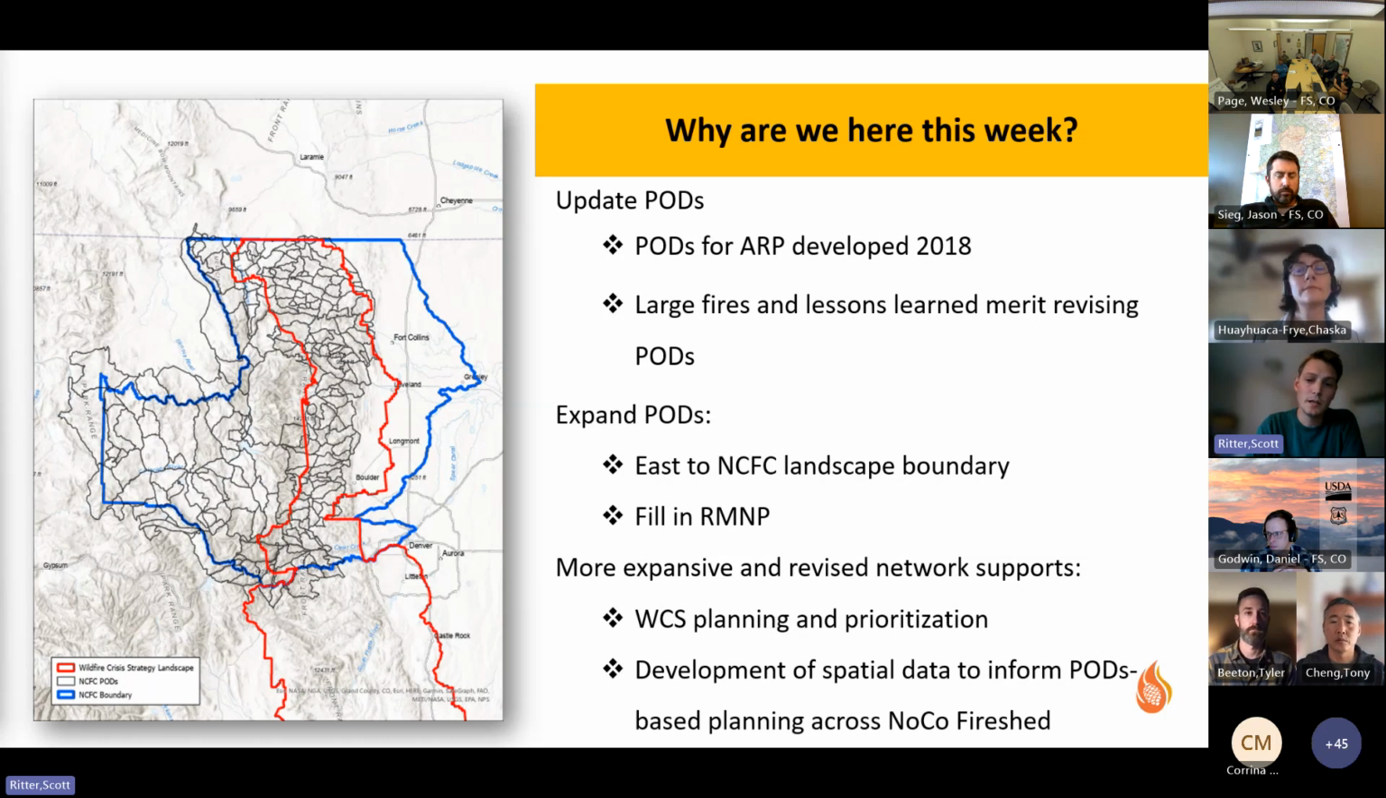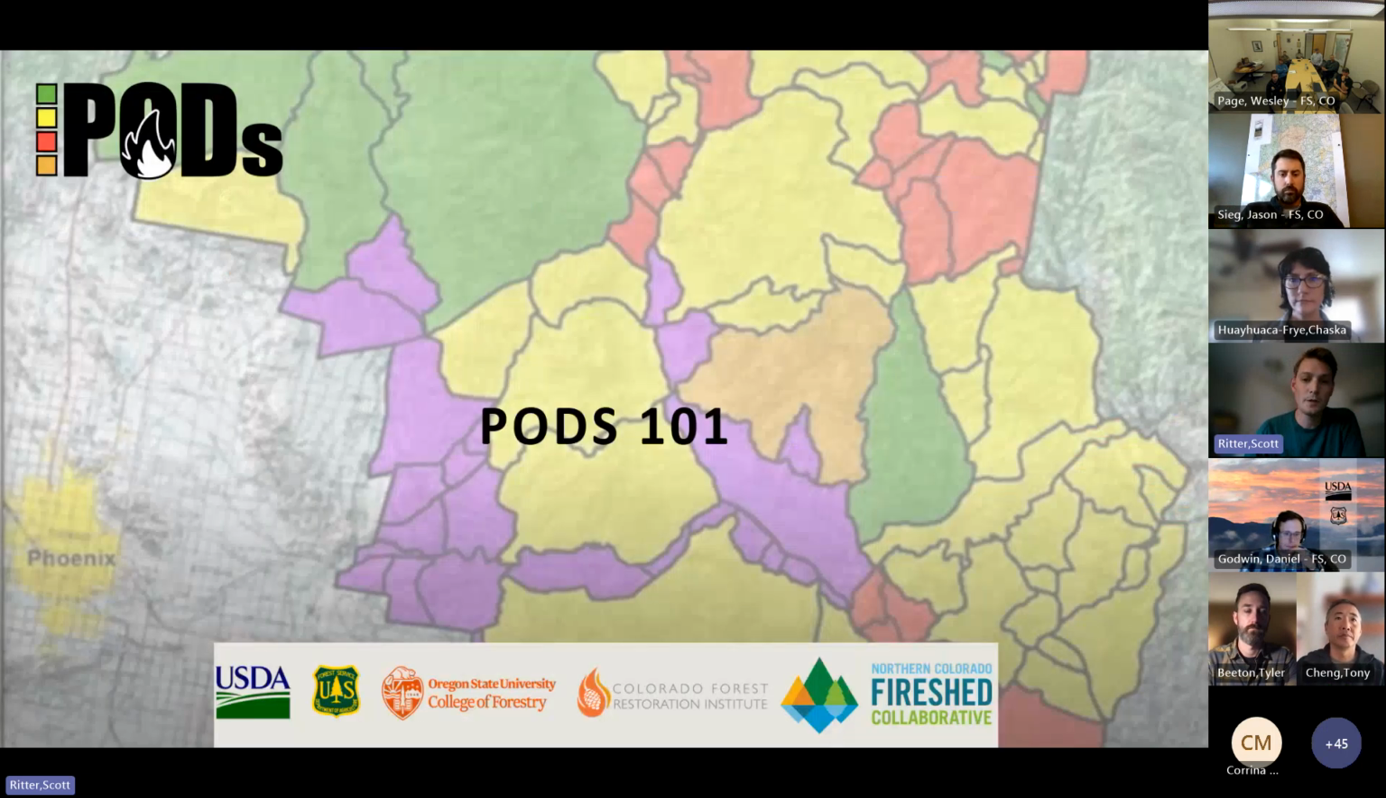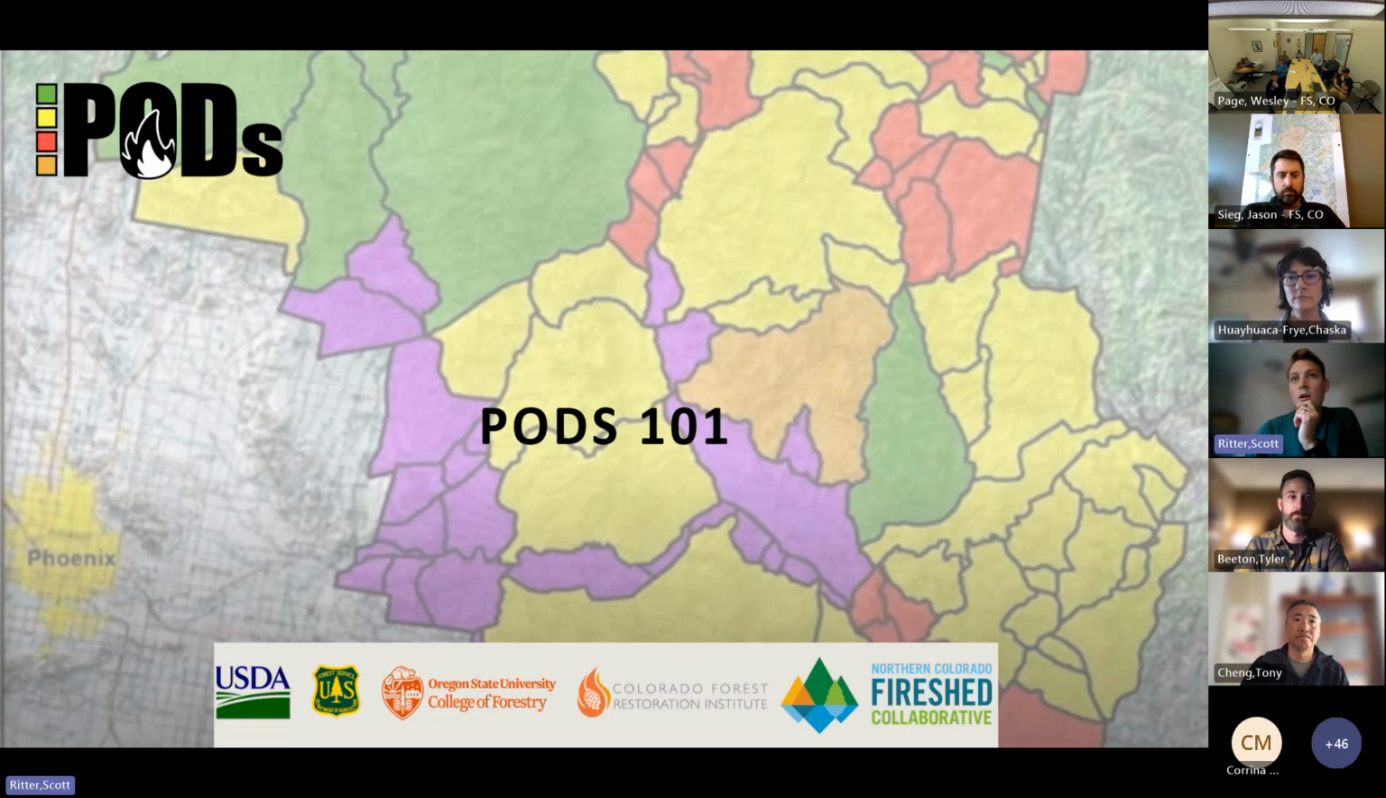You know, as we've expanded this, it'll help with the wildfire crisis strategy planning and prioritization, as well as a lot of the spatial strategy work going on in the NOCO fireshed specifically. So there's the context. Definitely look forward to the workshops this week. So up next, we're going to have my colleague Tyler walk through some more background for people who are a little newer to the framework on what pods are, how we develop them, and a little bit on how we use them. So yeah, go ahead, Tyler.